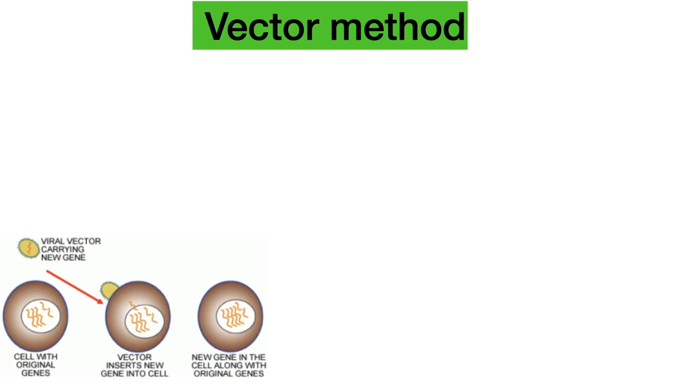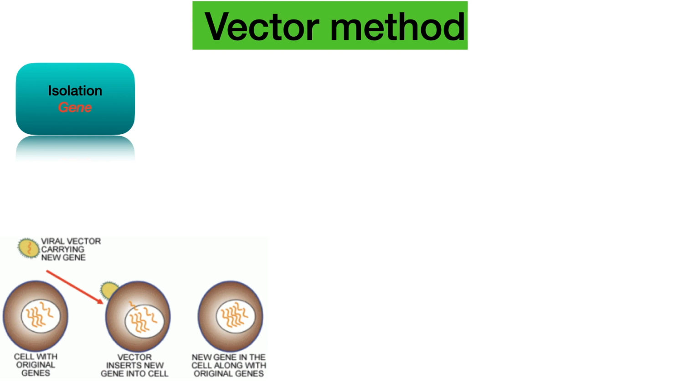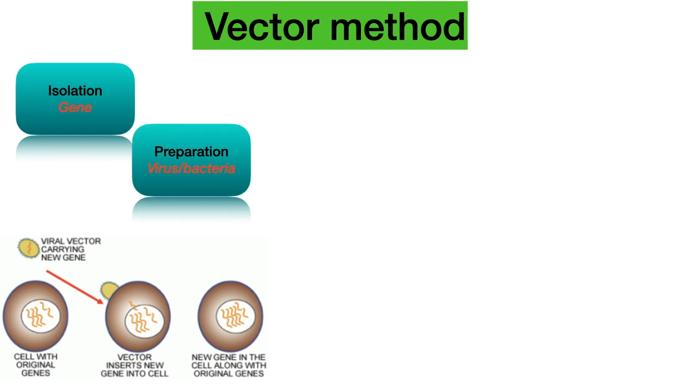But the vector method is something different. What happens here is we isolate the gene of interest from one organism or the same organism, and we directly introduce this isolated gene into either a virus or a bacterial vector cell. In a similar way in this vector method, we isolate the gene, then we prepare the vector cell, either bacterial or viral cell. Most commonly, a virus is used for the vector method.